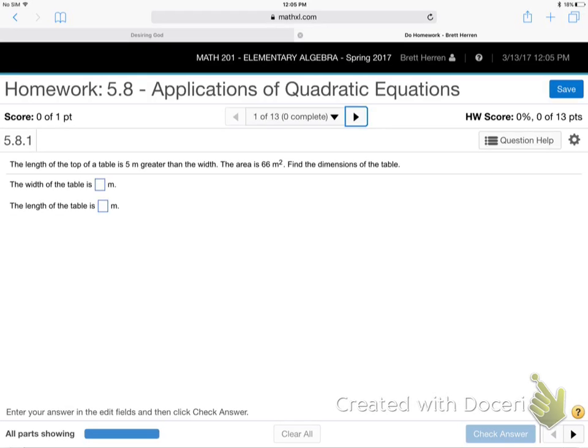The length of the top of a table is 5 meters greater than the width. The area is 66 square meters. Find the dimensions of the table. Well, I assume the table's a rectangle. They're not saying that, but I assume that's what they mean. So we'll make it a rectangular table.